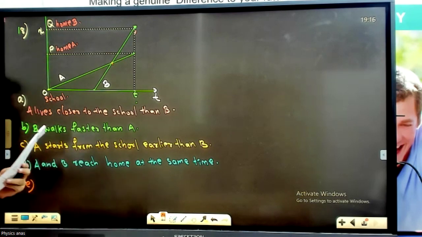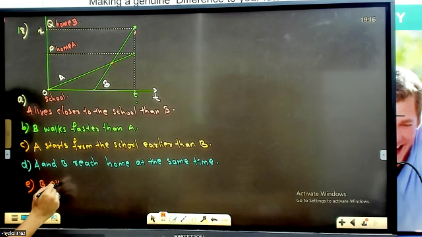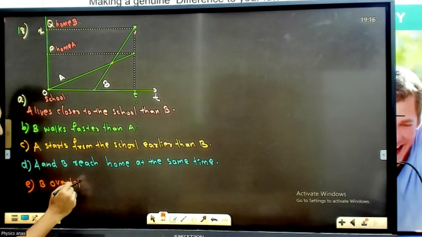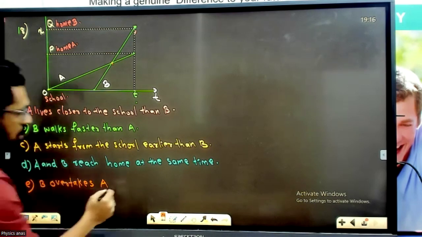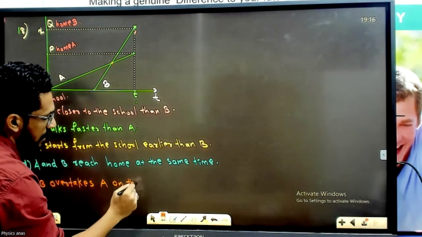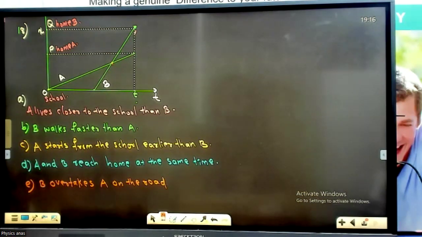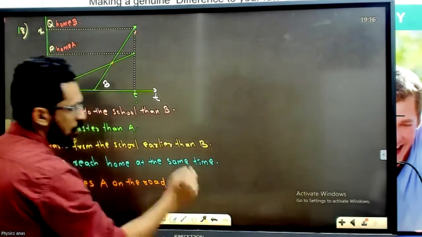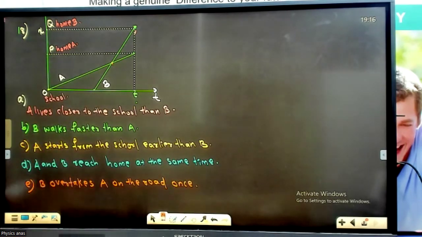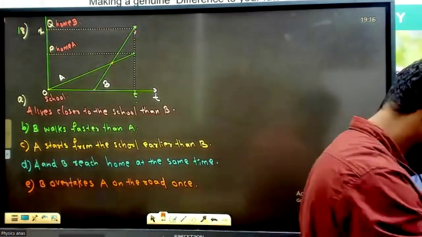So that's the last one. B overtakes A on the road. How many times? Just once. Got it? So that's it.